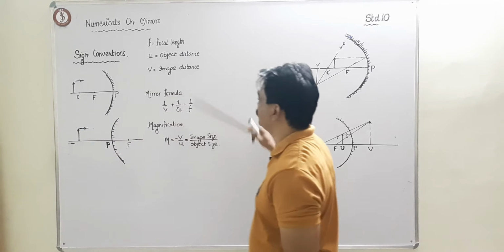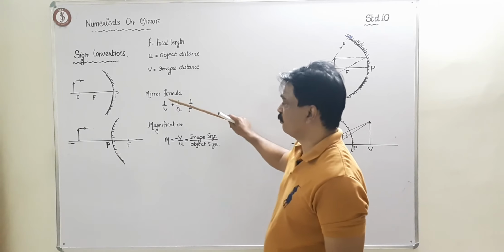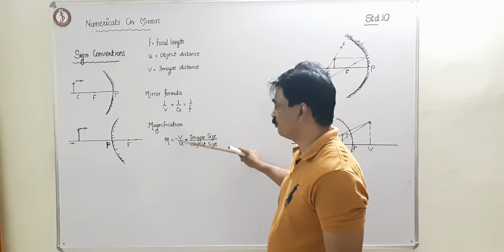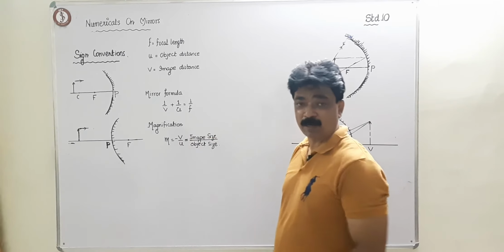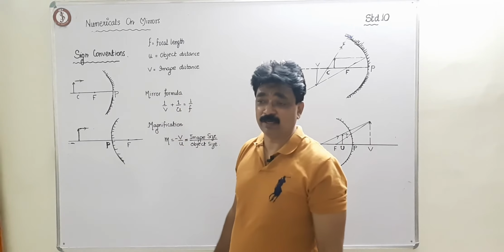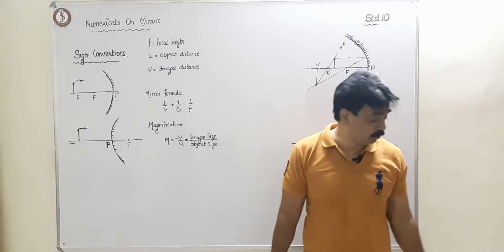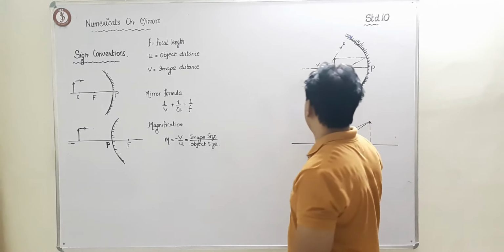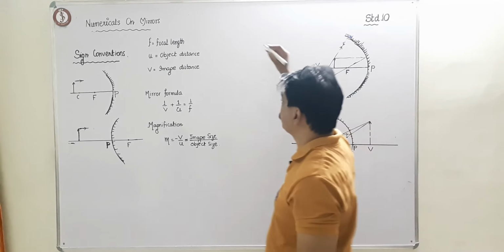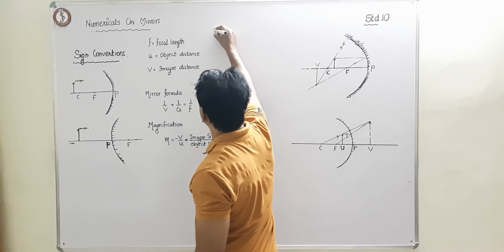Now there is a relationship, the mirror formula: 1 by V plus 1 by U is equal to 1 by F. And the magnification formula is minus V by U. Magnification I am not teaching you now, I will teach it through the numerical. So I am putting one numerical over here. I will take this incident first in the form of a number. I am writing question 1.